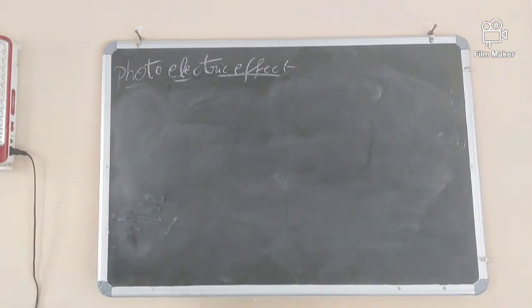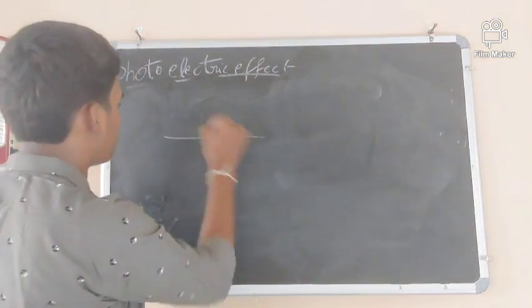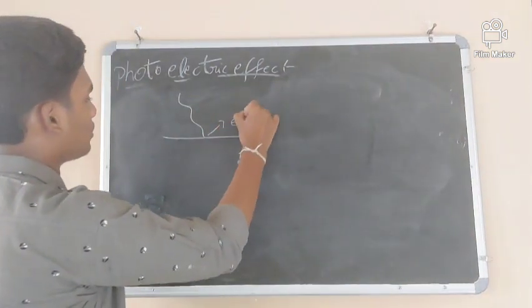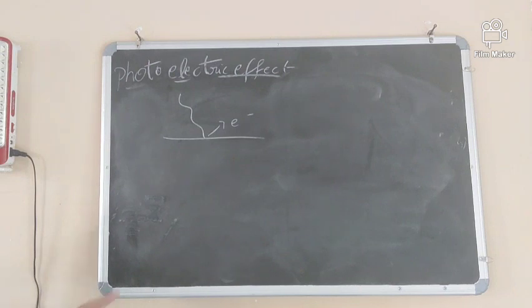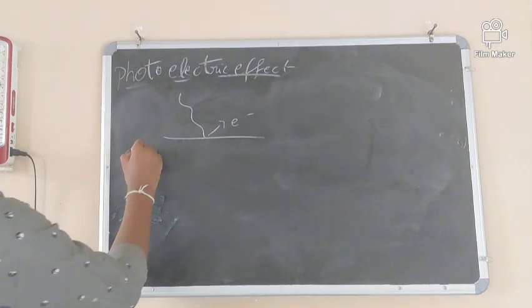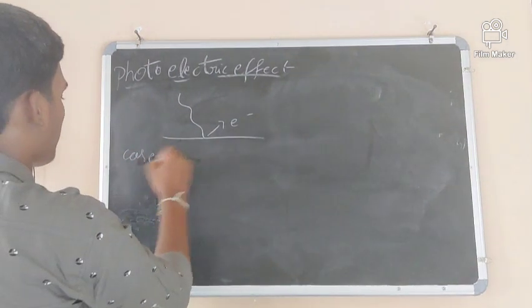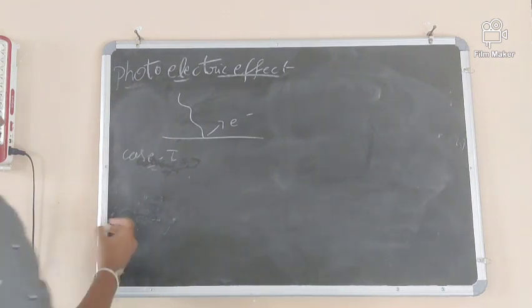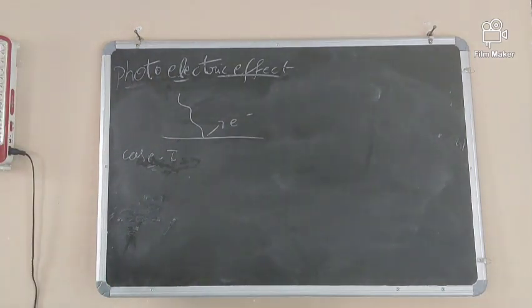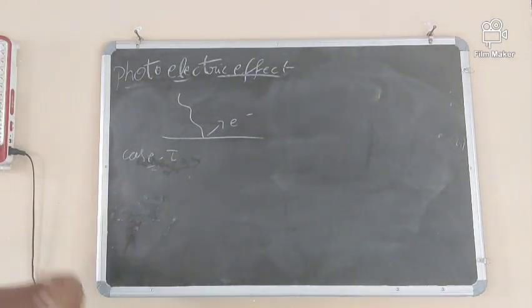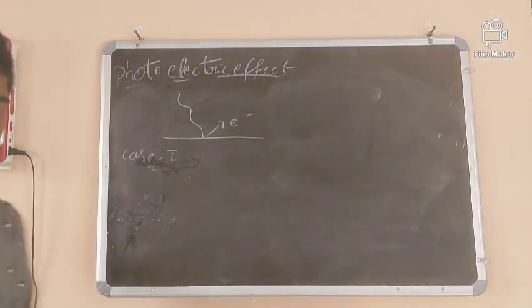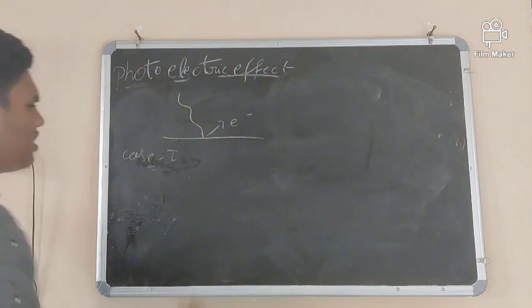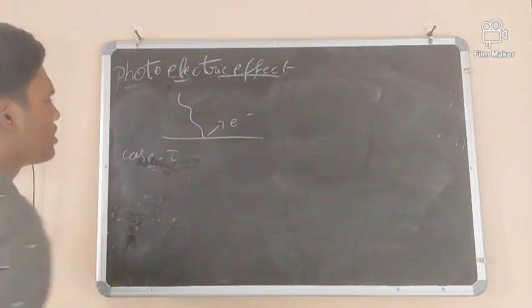Now see what happens when the intensity of light increases. When the intensity of incident light increases, what happens to the photoelectrons? Intensity means the power of light. Here we have to keep in mind that when intensity increases, the energy is not changing. Okay? Energy is not changing. Intensity increases means the number of photons increases.